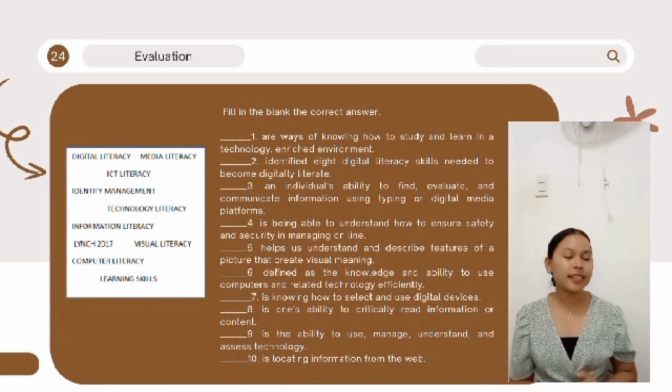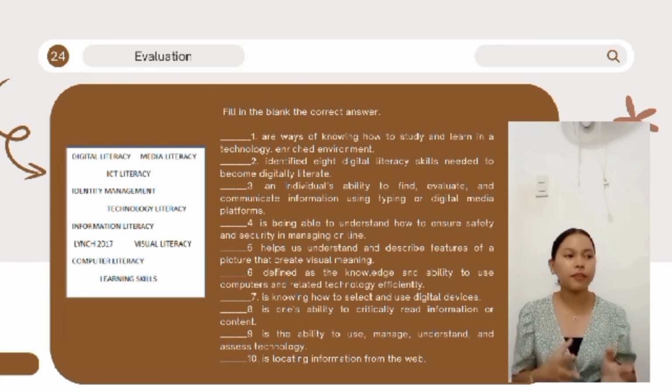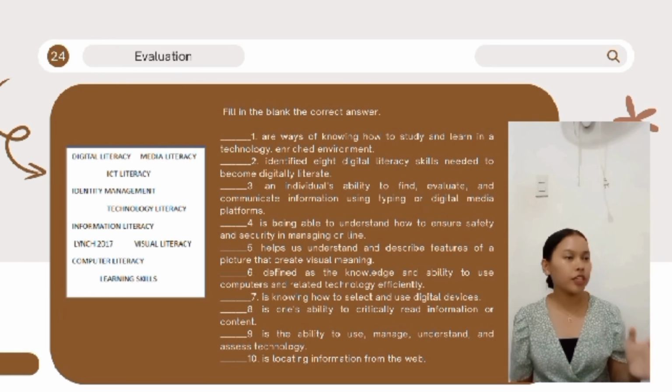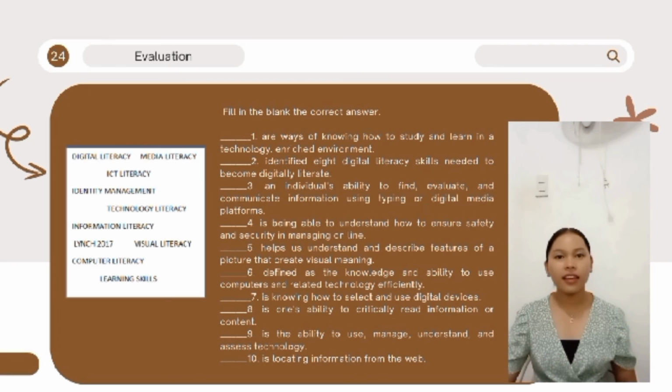So for our next activity, please get one first sheet of paper. Because you have to answer the 1 to 10 activities, which is the fill in the blank. You may now get your one first sheet of paper, and once you're done, submit it to me.